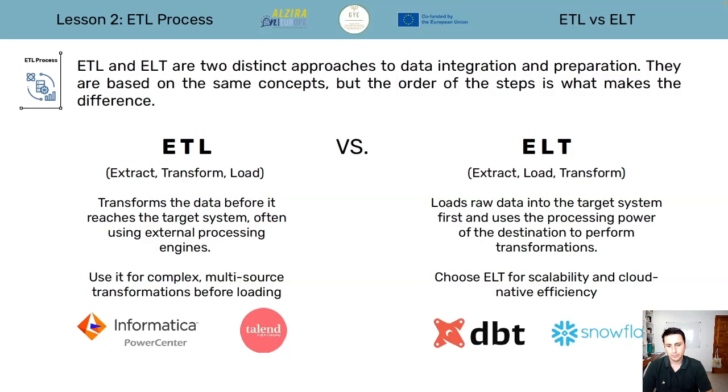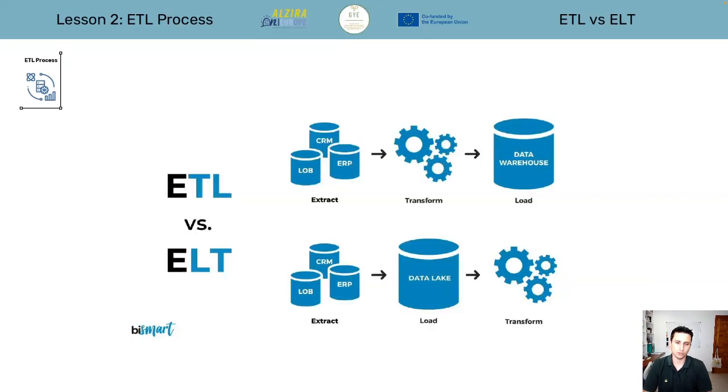So you can use it for complex and multi-source transformations before loading. You can use Informatica, Talend, or other tools that we mentioned before. But in ELT, we load the raw data directly into the target system, and we use the processing power of the destination to perform the transformations. So if we want scalability and cloud native efficiency, we would opt for an ELT. Let's see some differences and the basis of each one.